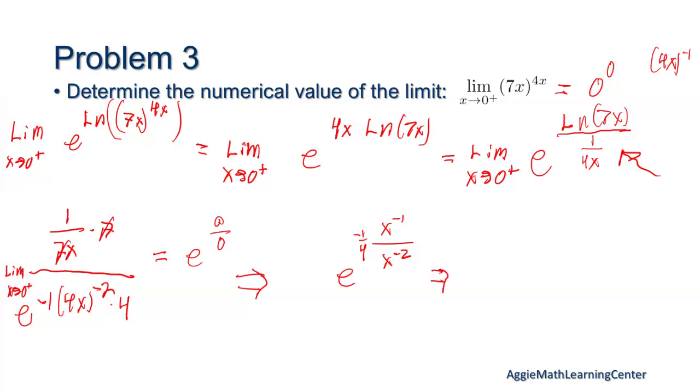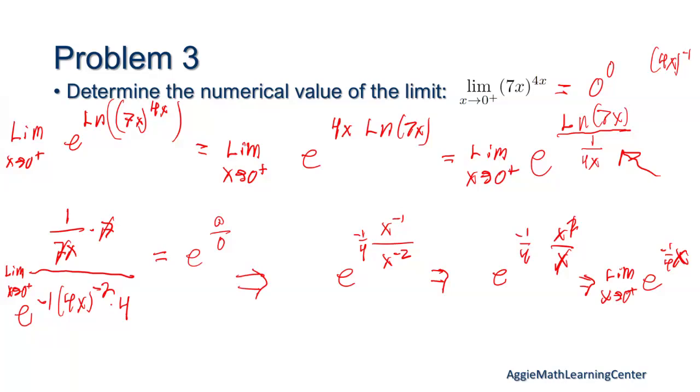I would say we can switch our x to the -1 to the bottom, so that'd be just a solid x on the bottom, and then our x to the -2, switch that up top, so it's just regular x squared. So that's going to be e to the -1/4 x squared over x. One of those x's will cancel, and we are left with the limit as x approaches 0 from the right of e to the -1/4 x. That looks a lot more simple than it did previously.